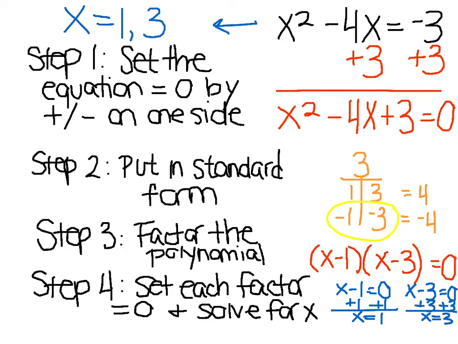And we can check our answer by plugging back in. So what's important is you just have to remember the steps. Step 1, set the equation equal to 0 by adding or subtracting. You just want to move all of the stuff on one side to the other so that you have nothing on one side. You have 0. Step 2, put in standard form if it's not already in it. Step 3, factor. Step 4, set each factor equal to 0 and solve.